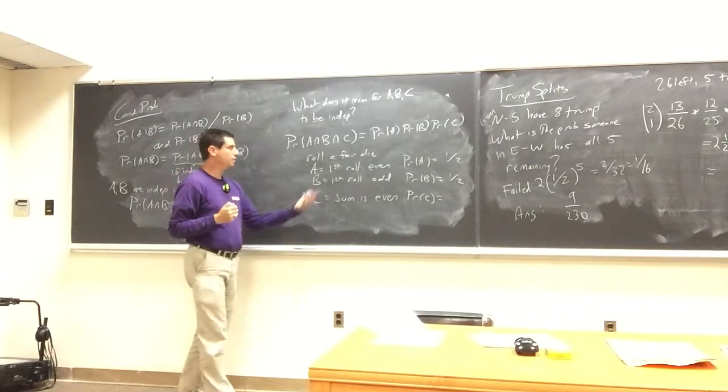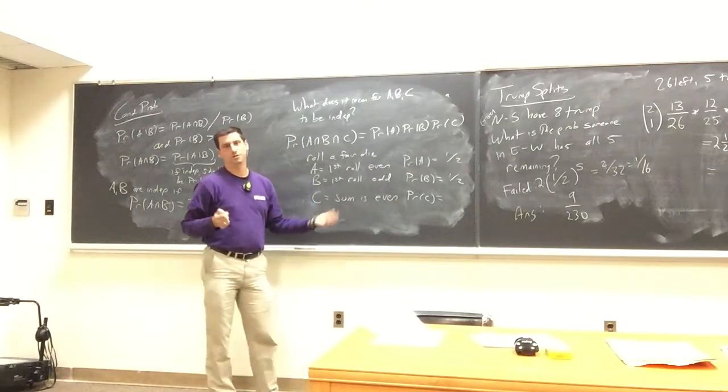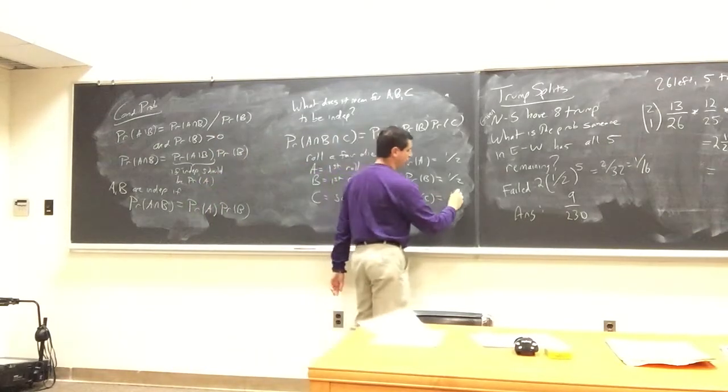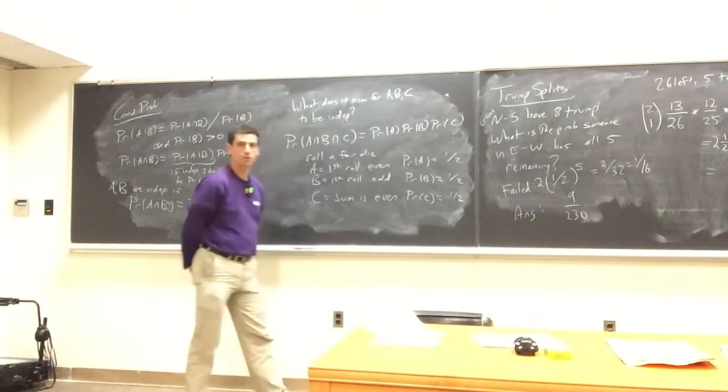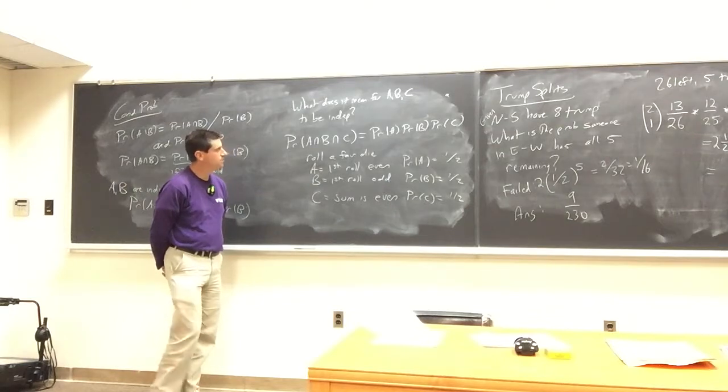Half. It doesn't matter what the first row is. If the first row is an even number, then the sum is even if your second row is even. If the first number is odd, so C also has probability 1/2. All of these events have probability 1/2. Now, what about the probability that A intersect B intersect C happens?